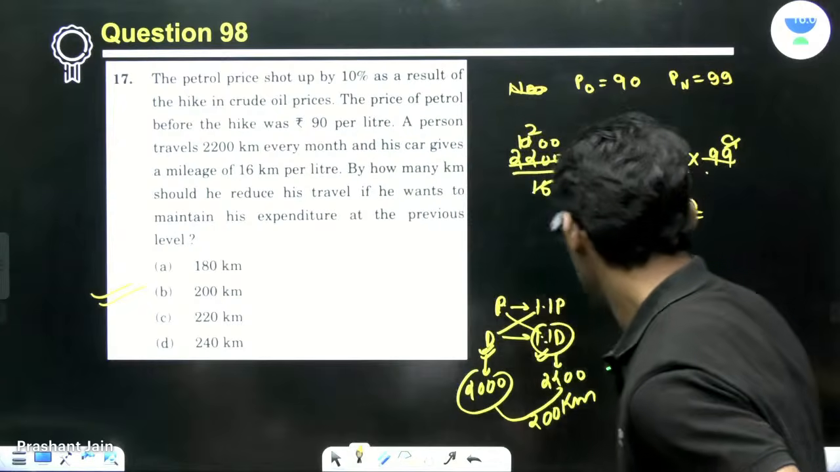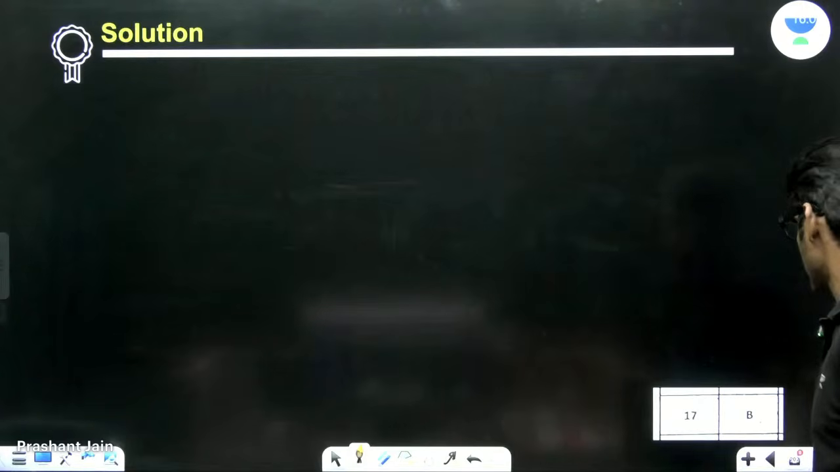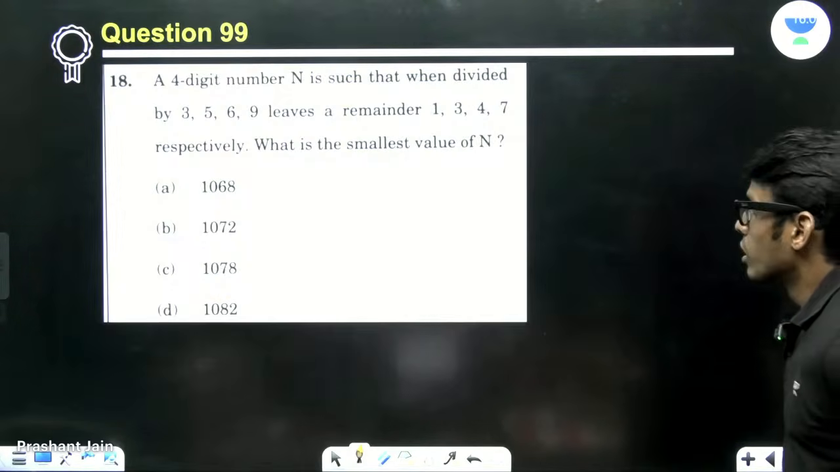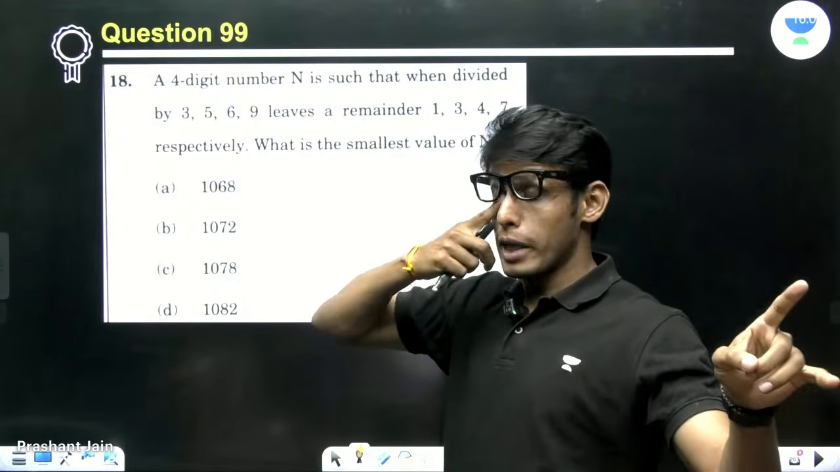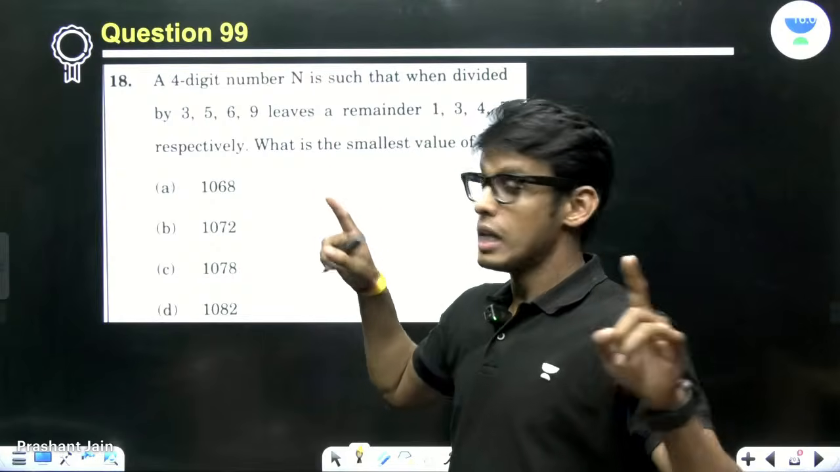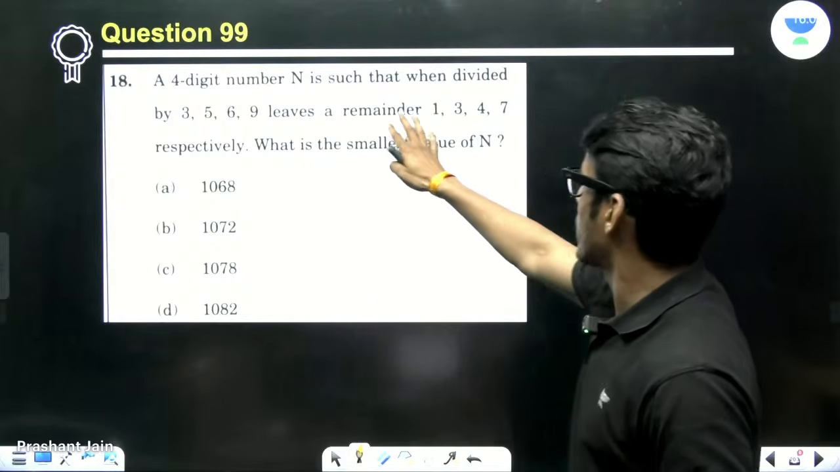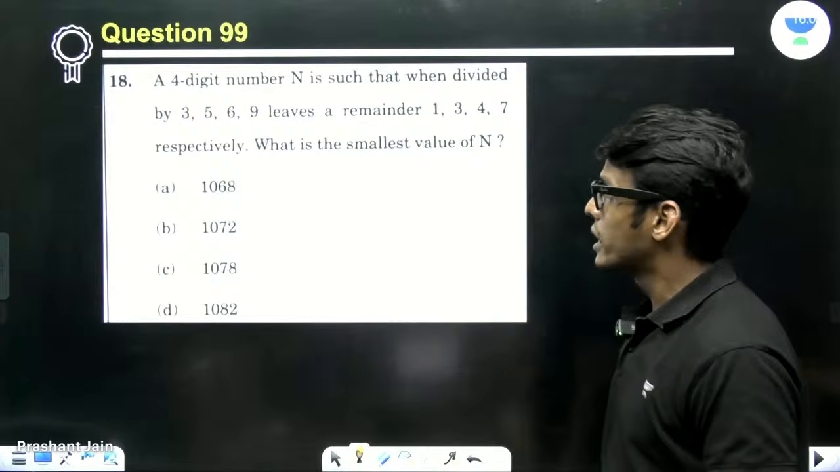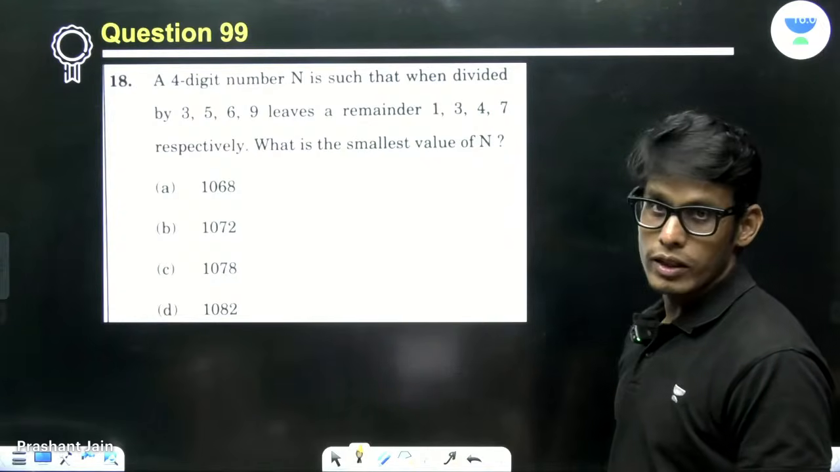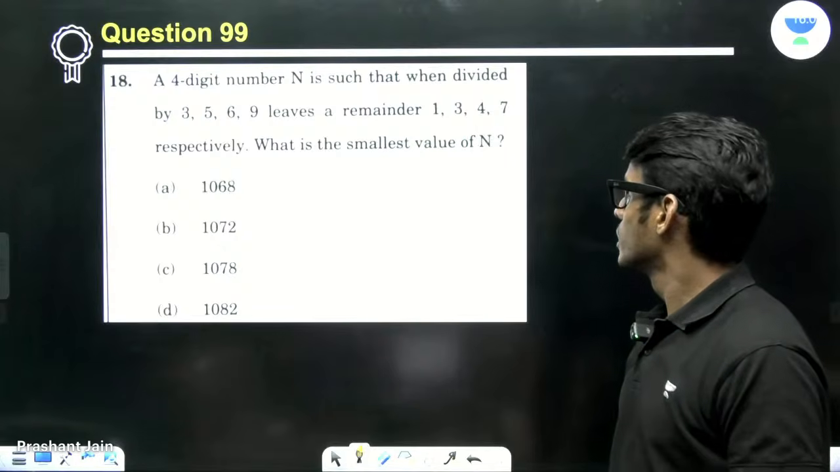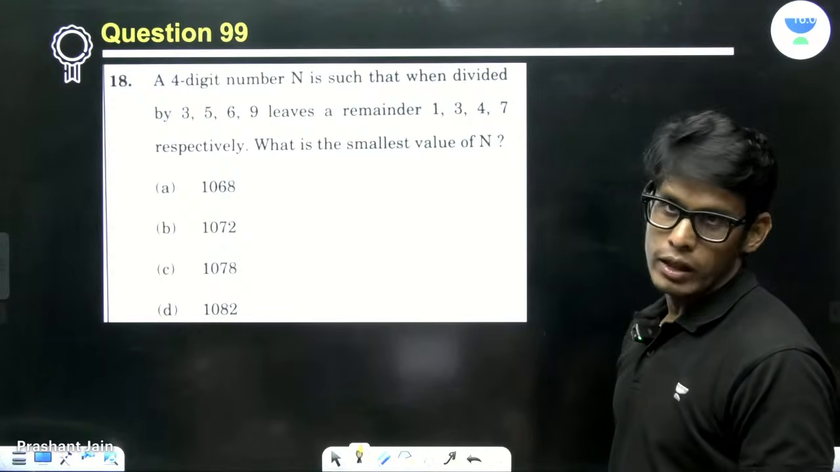Okay. Let's do it. Now, we saw a remainder problem in 2022 as well. This is a similar one. A 4-digit number n is such that when divided by 3, 5, 6, 9, it leaves the remainders 1, 3, 4, 7 respectively. What is the smallest value of n?